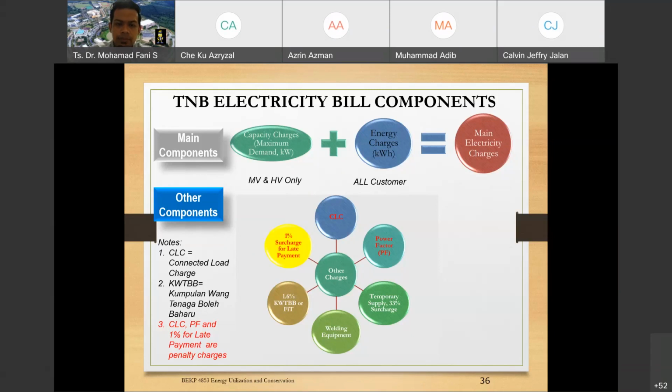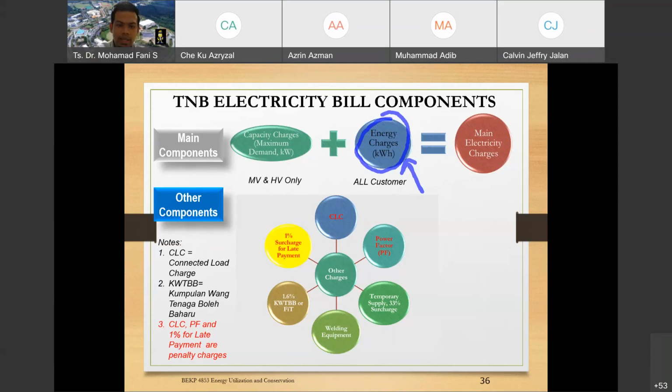For example, here, maximum demand in kilowatts. Then we have kilowatt hour. This is the tariff for kilowatt hour, in sen, multiplied by the kilowatt hour consumption. That is one part, and there are other charges for the basic components of electricity, especially for commercial consumers.